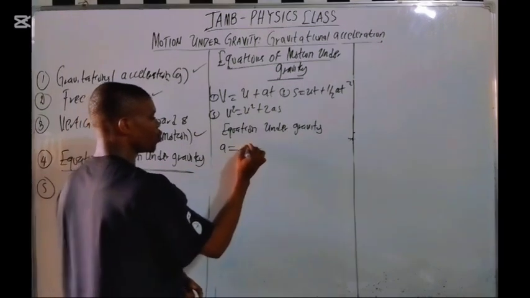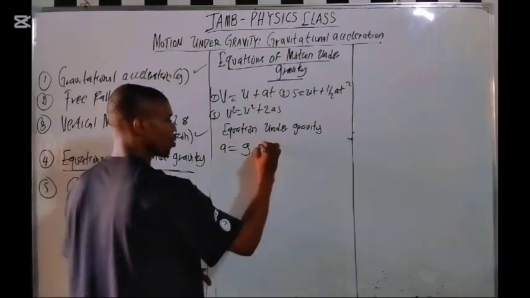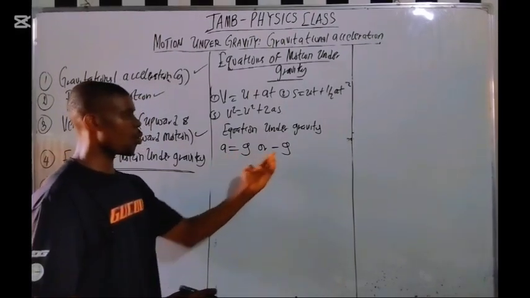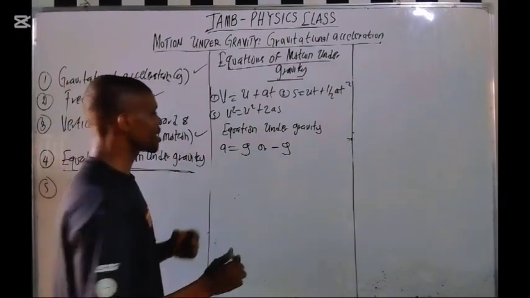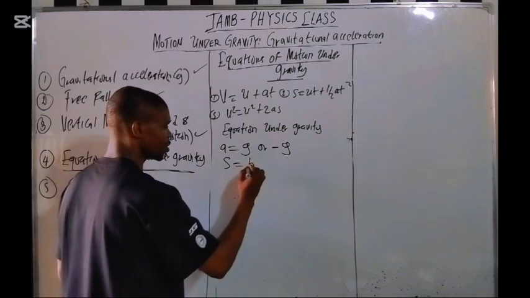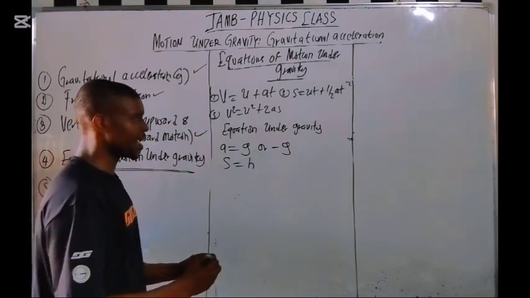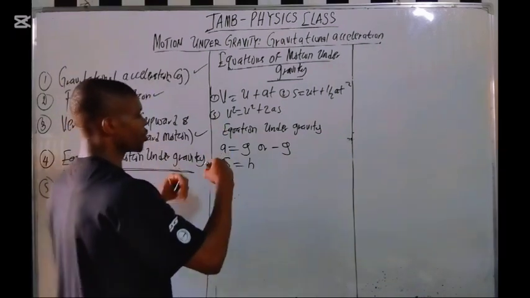Now, this a here will be g or minus g. a equals g or minus g. Now, the distance, which is s, is h. It's no longer the distance, it's going to be the height. Do you understand?